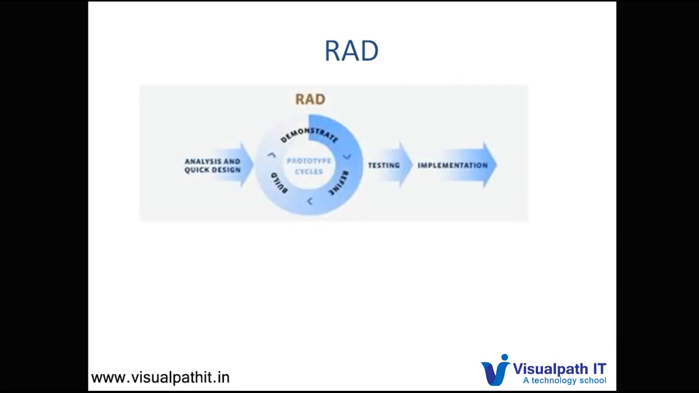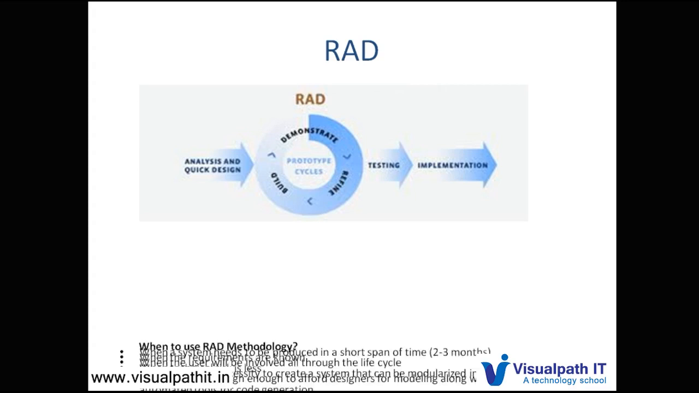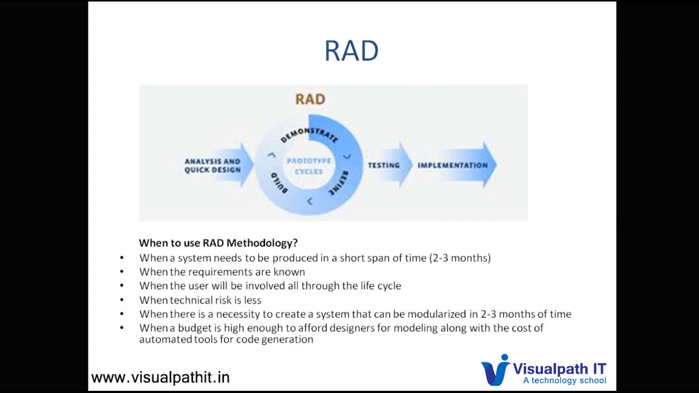So here is another diagram depicting a RAD model. In the diagram we can see it is somewhat similar to the prototype model or iterative model, but the main difference here is that we are using some automation tool to make it quickly.